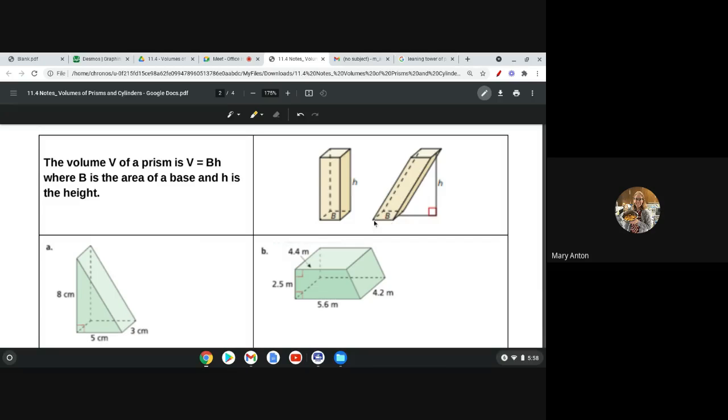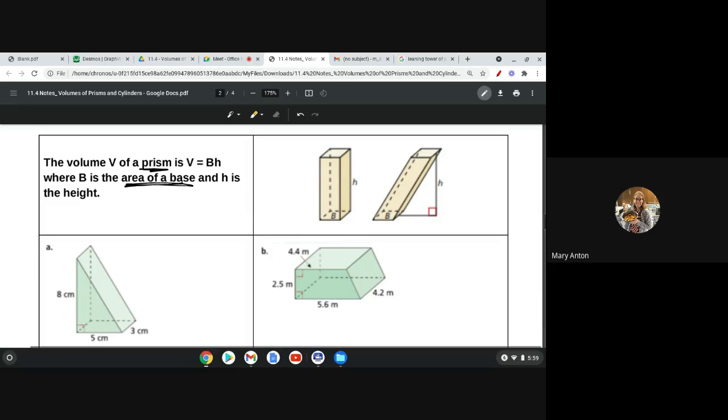So even if you have a prism that's tilted like this, where the sides are parallelograms instead of rectangles, you can actually find the volume the same way. So the volume of any prism at all is V equals B times H, where B is the area of the base and H is the height. So you always have to figure out what the base is and find the area of the base, whether it's a triangle, a trapezoid, a square, a rectangle, a pentagon, whatever it is, and where H is the height.